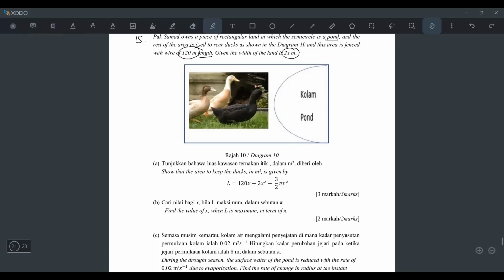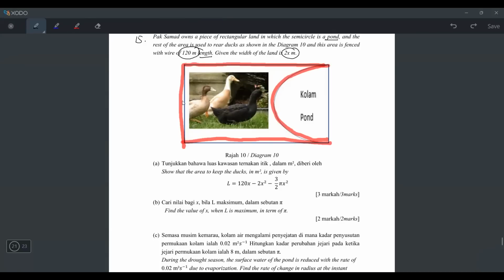So the 120 is the perimeter for where? For the dark area only. So here, put fence here, and then put fence here, and here, and here. So this is the fence area. And they also mentioned the width of the land is 2x. So the width is the lebar. So it means here, the length here is 2x.